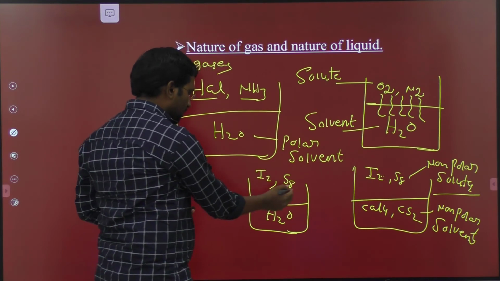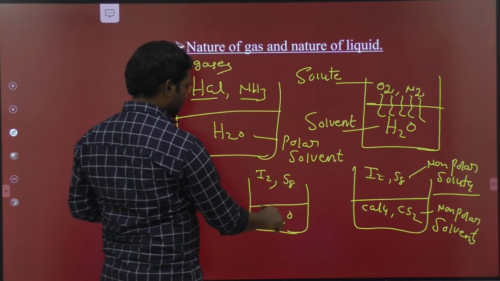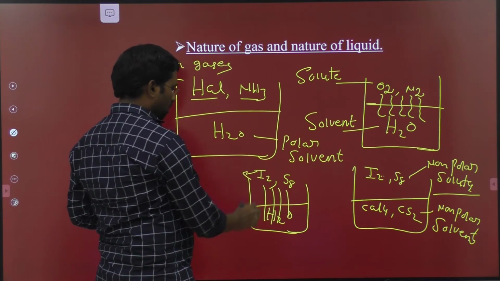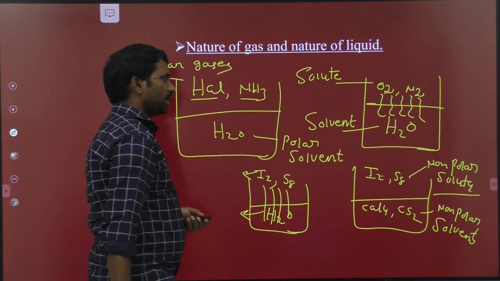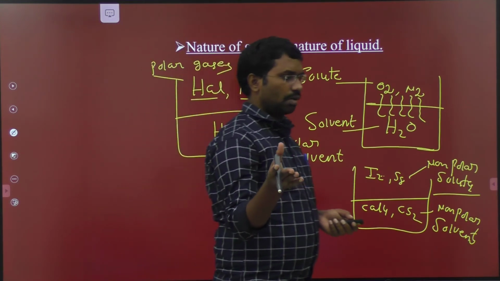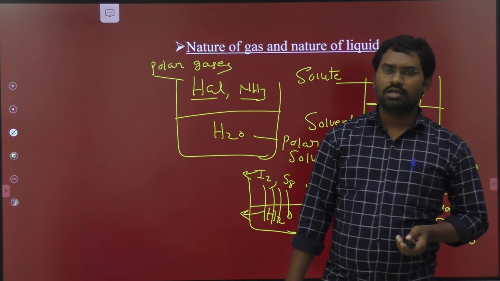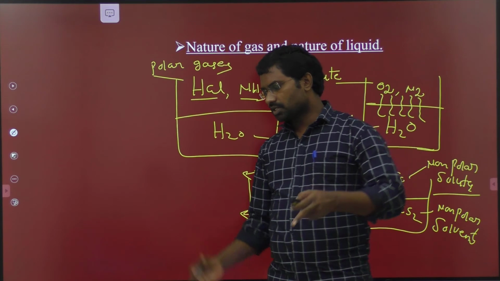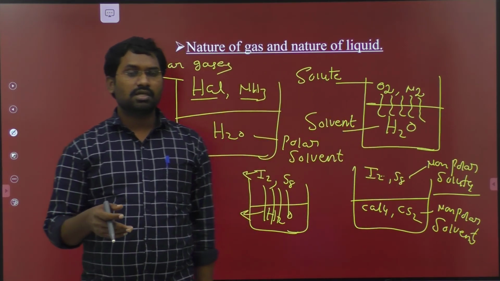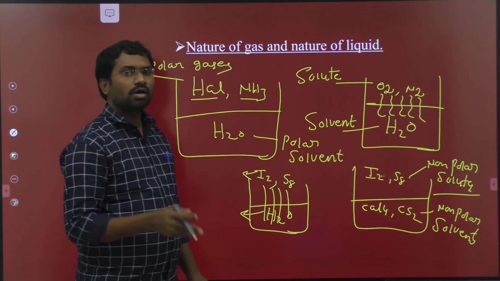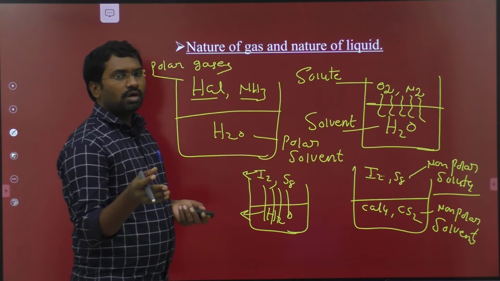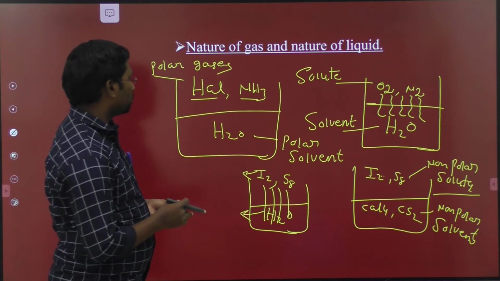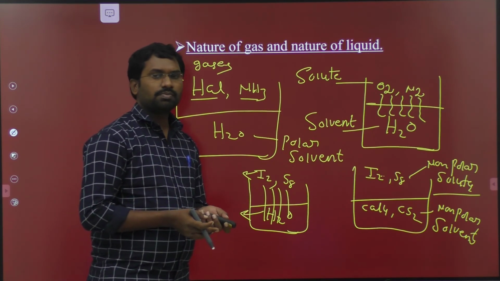In the case of iodine and sulfur, they do not dissolve in much water, because they are non-polar in character and water has polar character. So this is how the concept is applied to solubility in liquid: non-polar solutes easily dissolve in non-polar solvents, and polar solutes easily dissolve in polar solvents. That is the same concept.